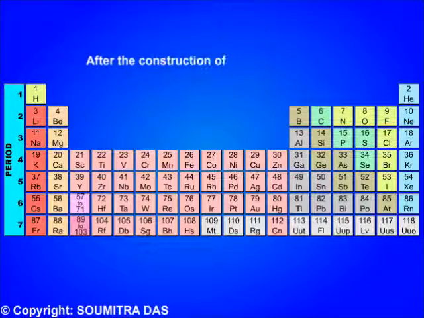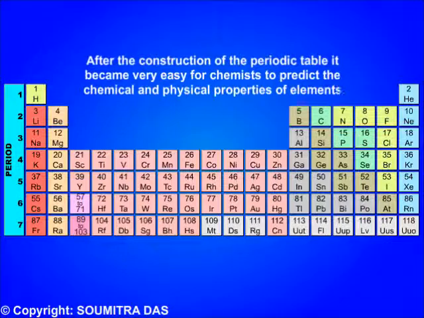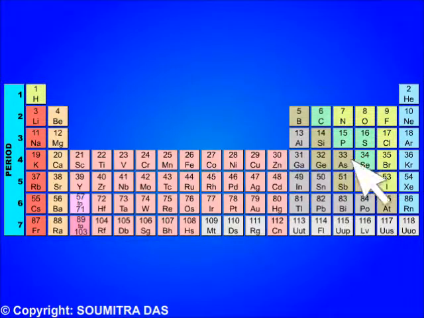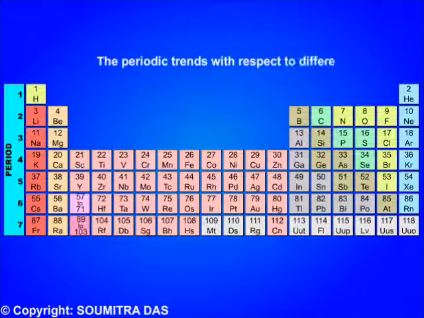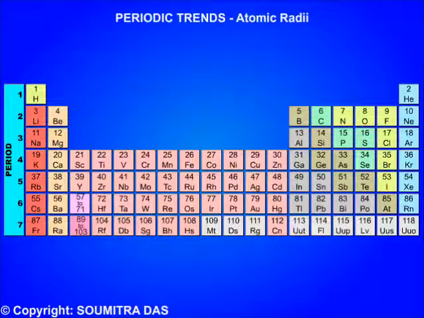After the construction of the periodic table, it became very easy for chemists to predict the chemical and physical properties of elements. The properties seem to follow certain trends along a period or down a group. The periodic trends with respect to different properties will be the matter of our discussion. First, let us discuss the atomic radii of elements.